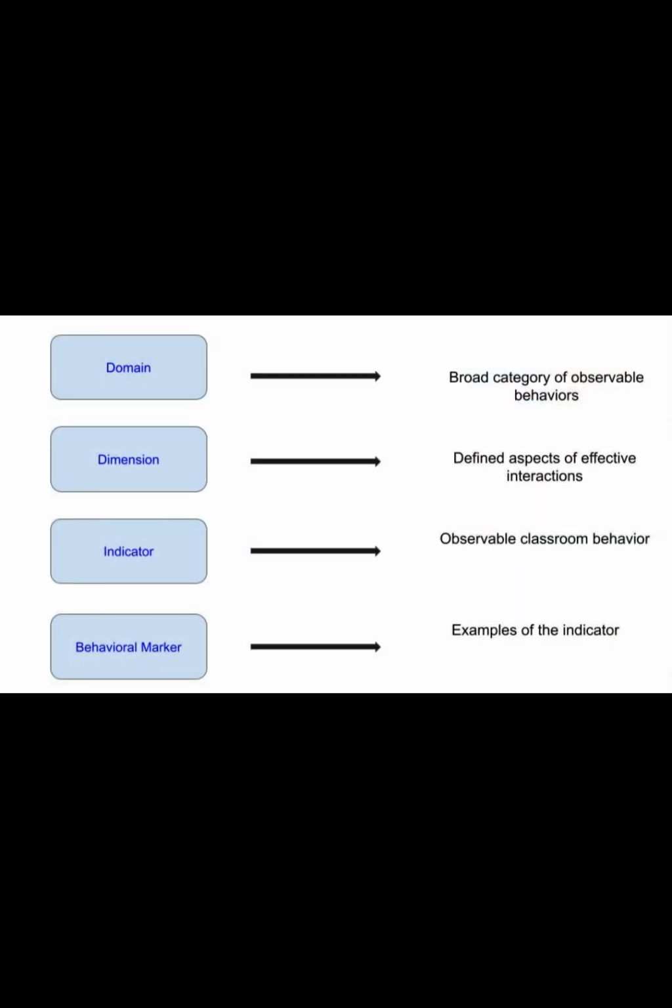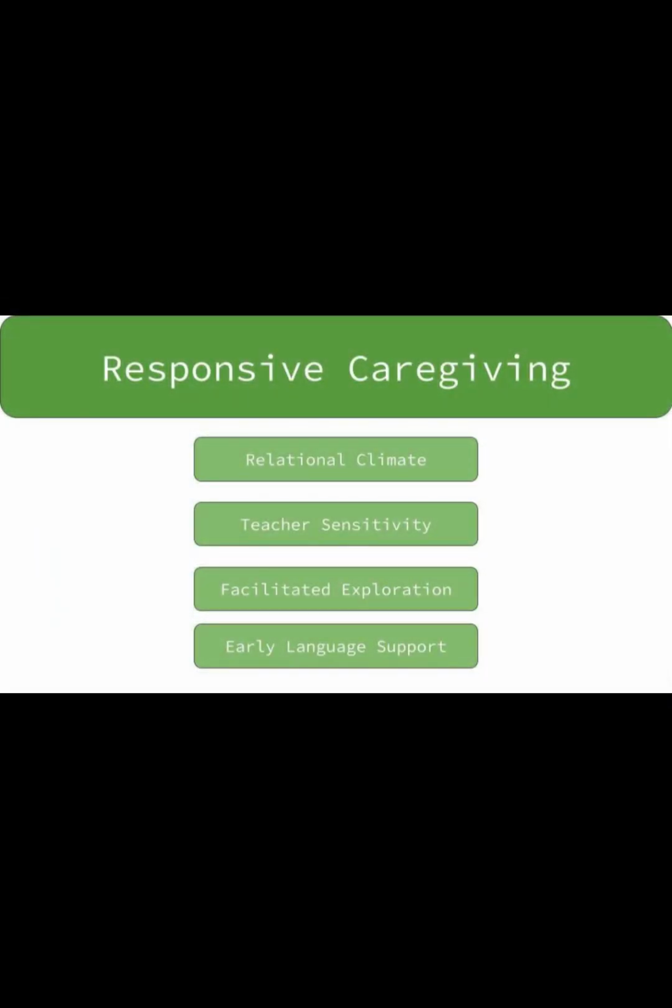Domains are broad categories of observable behaviors. Dimensions are the defined aspects of effective interactions within each domain. Each dimension has indicators, a specific kind of behavior that can be observed in classrooms. Behavioral markers are examples of each indicator. Behavioral markers are not a checklist, but rather suggestions of behaviors that may be observed as evidence of an indicator. The Infant CLASS tool has one domain, responsive caregiving.